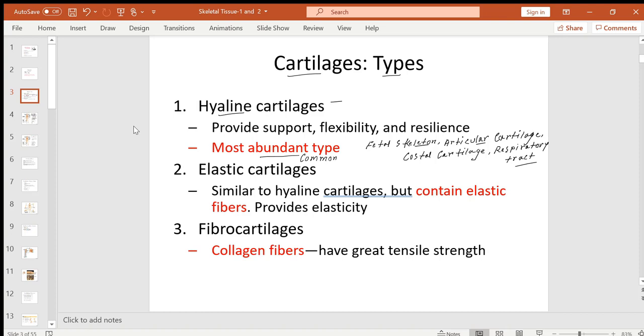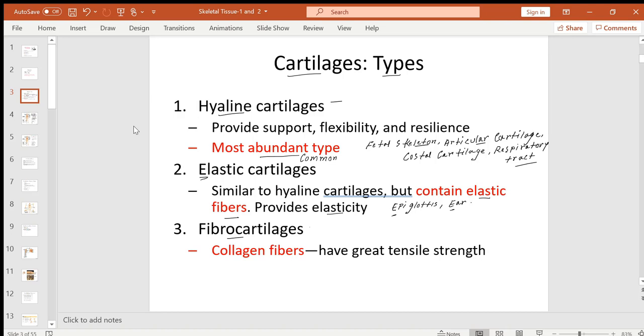Elastic cartilage is present only in a few structures. Epiglottis is one of those. Epiglottis and ear, the pinna of the ear. So both start with E, elastic. And elastic cartilage contains elastic fibers, and the elastic fibers provide elasticity and flexibility. You can change the shape easily, and when you remove the pressure, it goes back to its actual shape.